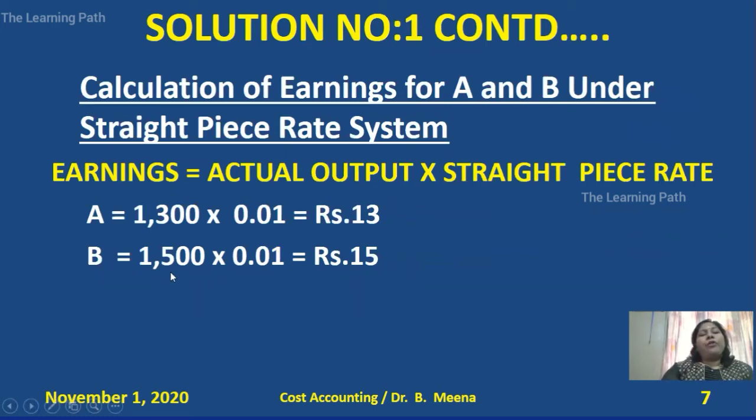Likewise, I will calculate for B. What is the actual production of B? 1500. And what is the piece rate? 0.01. So what is the earnings of B? Rupees 15. So this is the formula and calculation to be made if the problem is asking you to calculate the earnings under straight piece rate system.